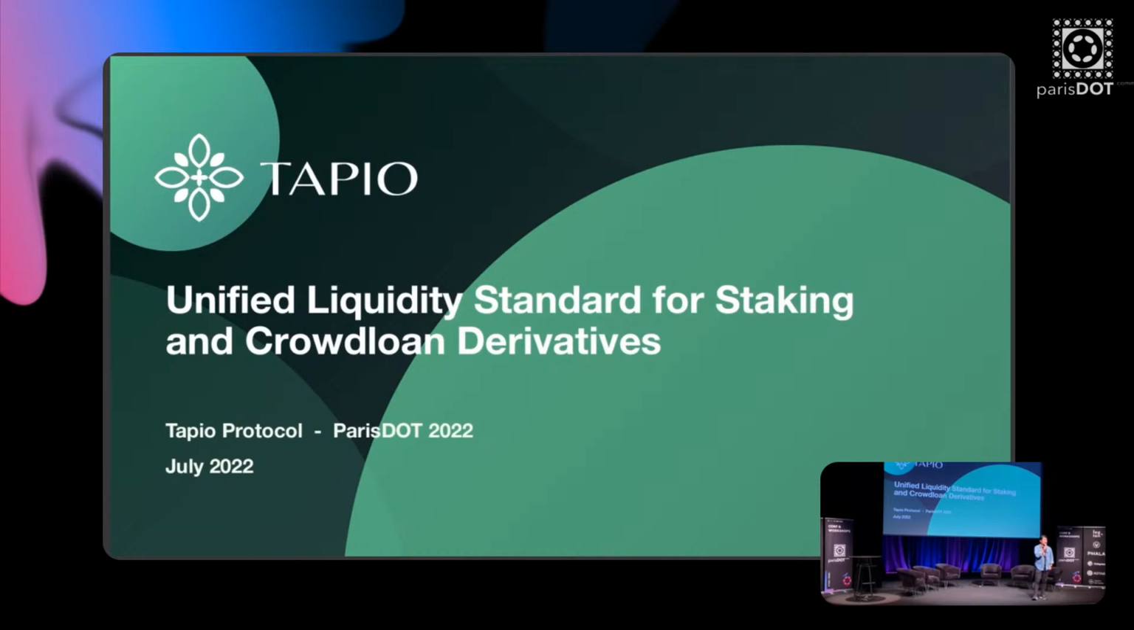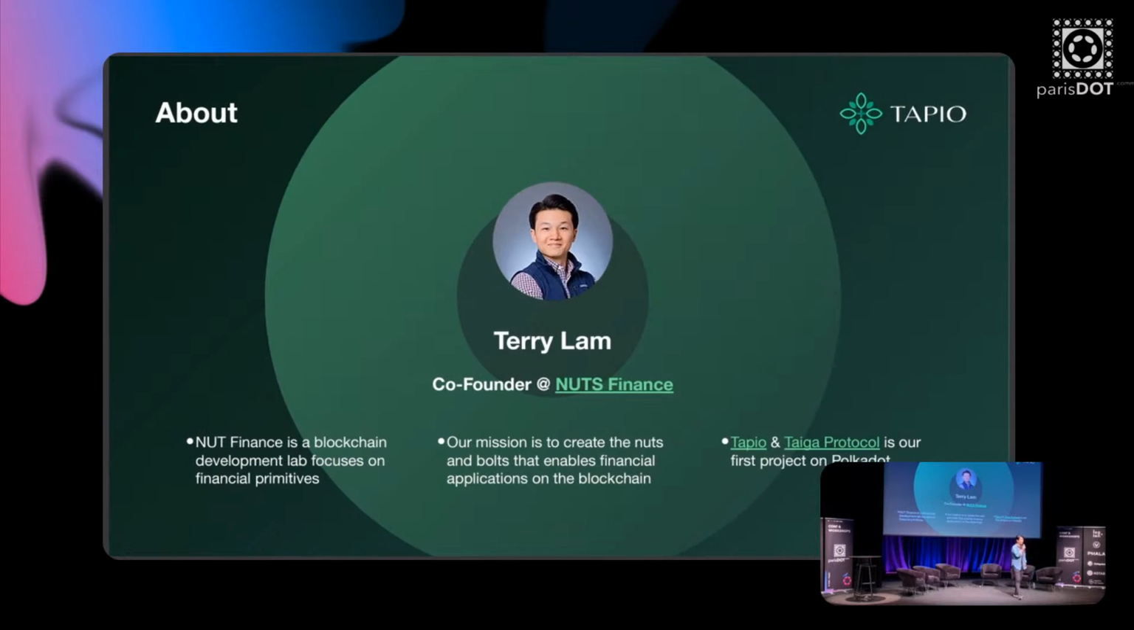So today, I'm gonna be talking about unified liquidity standards for staking and crowd loan derivatives. Before I start, I just want to quickly introduce myself. My name is Terry. I'm one of the co-founders at Nuts Finance. We've been building in the blockchain space since early 2018. Our bread and butter is building financial primitives protocols. So we've done middlewares, we've done protocols, and we've done applications.